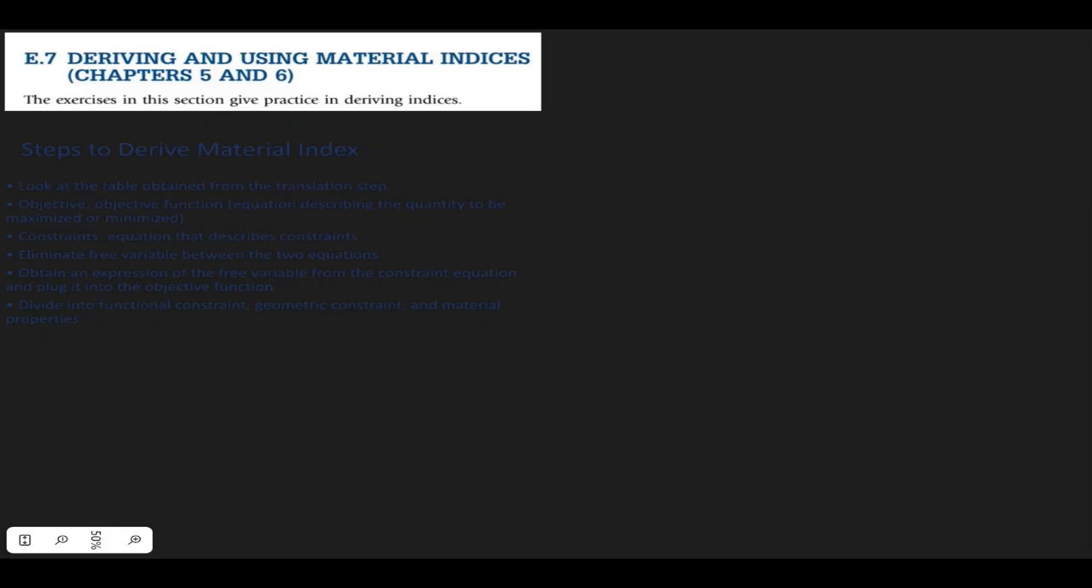Depending on the situation, it can be multiple constraints, multiple objectives. You have to understand these steps in order to pass this course. The first step is to look at the table obtained from the translation step. In the translation step, you have to derive the function, the constraint, objectives, and free variable. That's what you do in the translation steps. Once you have done this, you can now look at the question critically based on this.